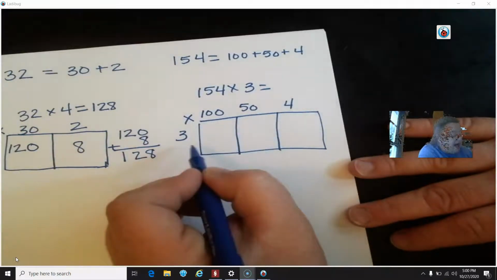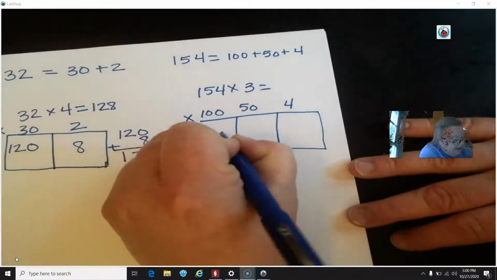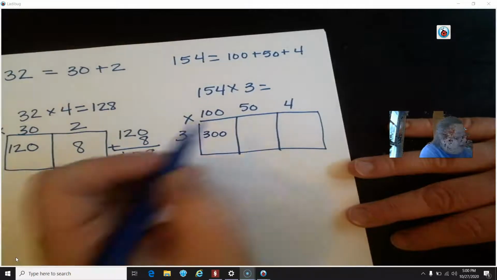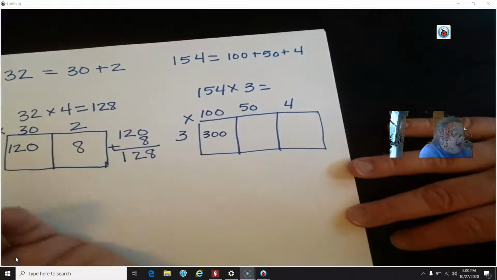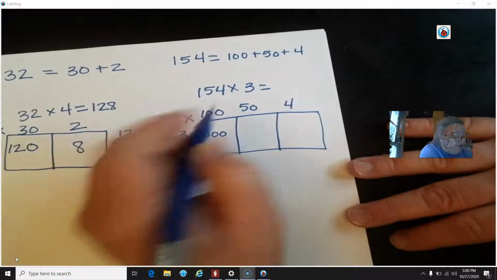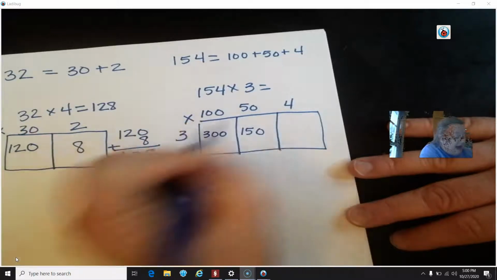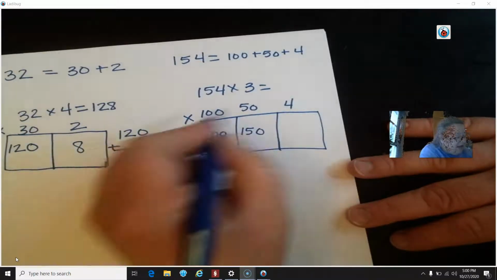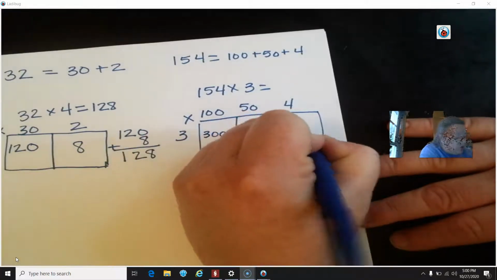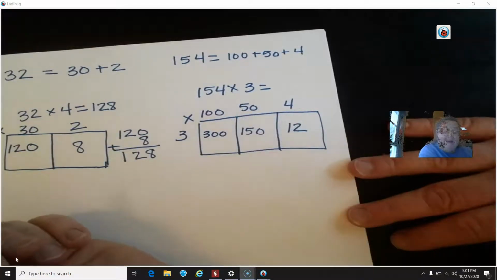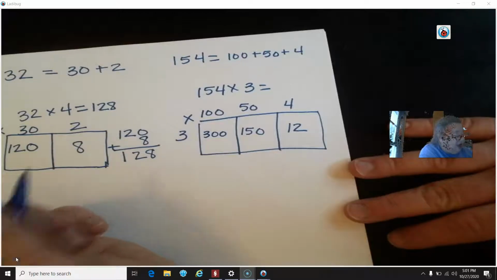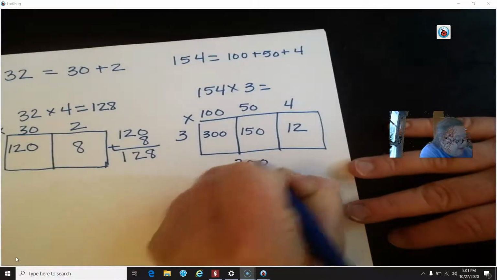So 100 times 3 is 300. 50 times 3, if they're not sure, again, they hopefully know that 5 times 3 is 15, and add the 0 back on. And then 4 times 3 is 12. So again, these are my partial products. They're pieces of the product. And I'm going to add them up.